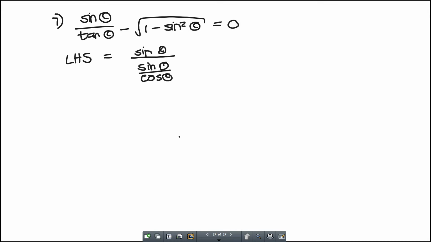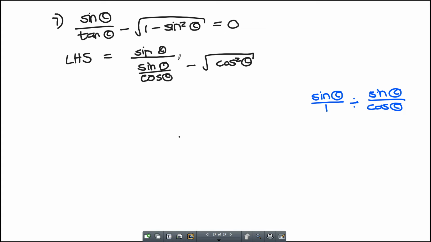Minus the square root of, and what is 1 minus sin squared theta? Cos squared theta. Right, now, that first part I want to show you over here. That's the same as sine theta over 1 divided by sine theta over cos theta. Are you with me? That is what this actually is.